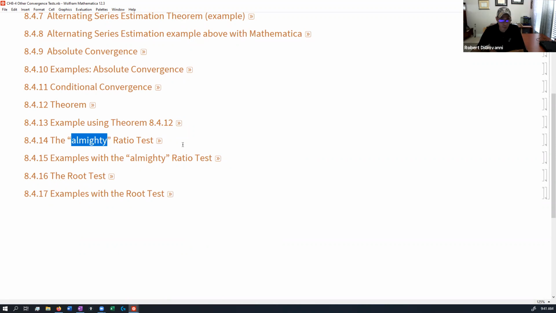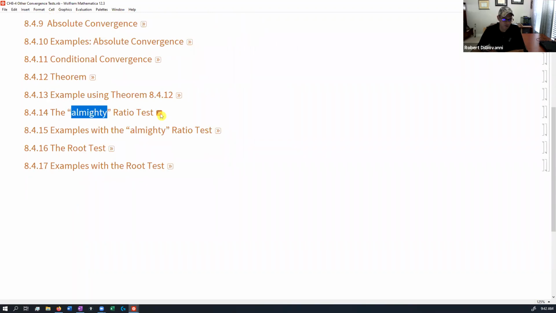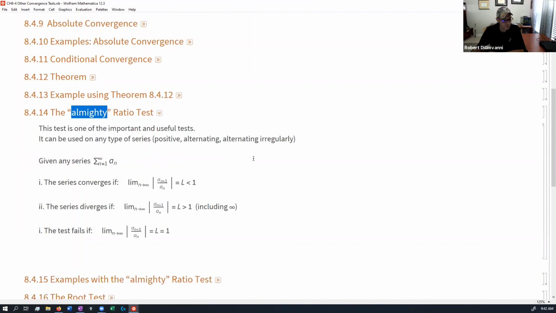This test is super powerful. It works almost all the time. But again, don't marry yourself to it, okay? Because there are times where it fails. But it's so useful, this test. So what is the ratio test? I'm going to say this test is the most important and useful.